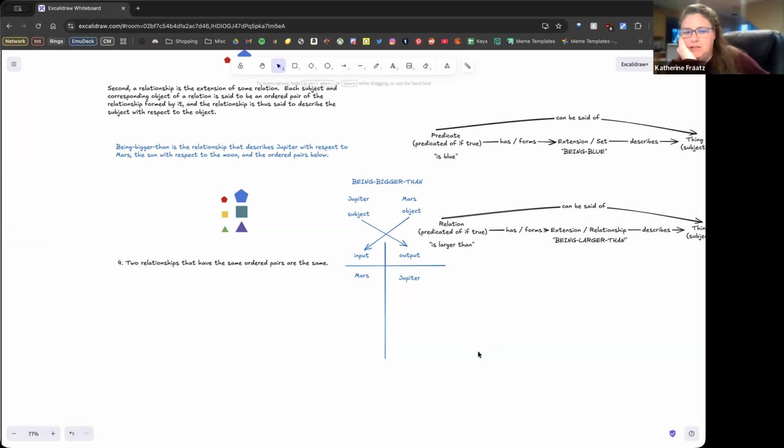Could you say Mars is smaller than Jupiter? Yes. That actually is called the inverse relationship. Okay. So being larger than is a relationship. The inverse of being larger than is being smaller than.